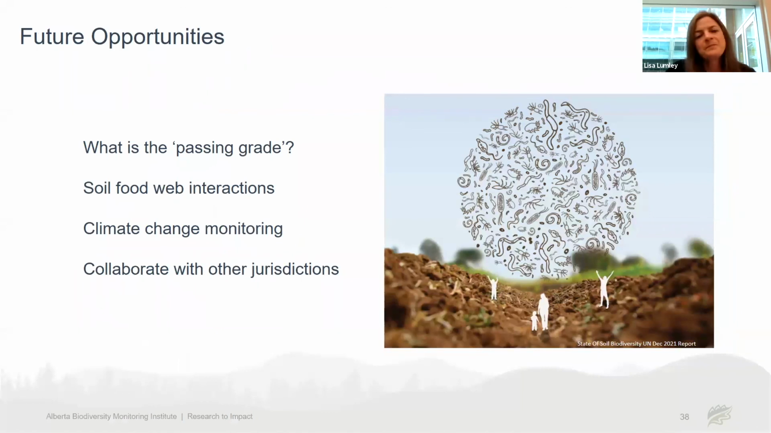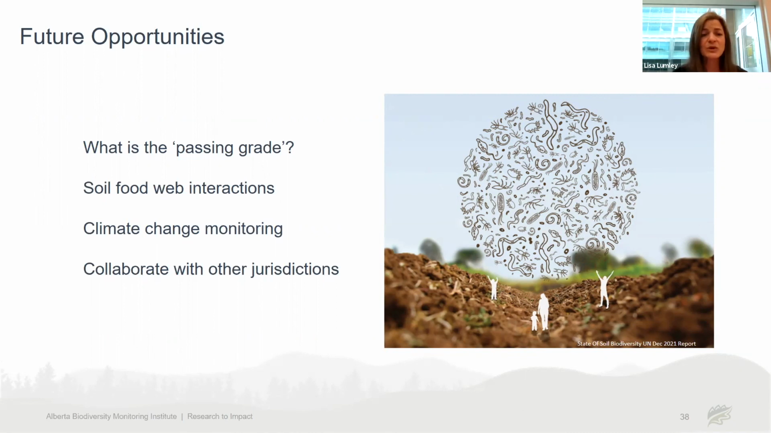The future opportunities. What is the passing grade? We're seeing decreases in, or changes in, mite species, but it would be really nice to get to a point where we're also looking at thresholds. So what is the right number, or the community, that means that we have a healthy ecosystem? And it would be nice to begin to connect this information to the larger soil food web. Again, soil health is the chemical, physical, and biological components of the soil, and we want to look at those interactions and get a better understanding of those thresholds for soil health.